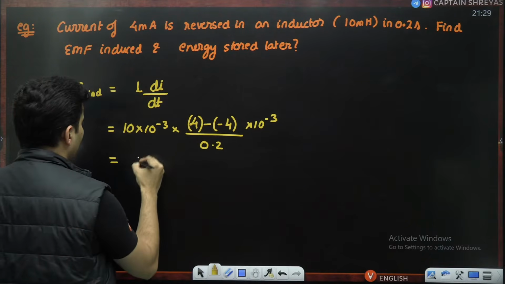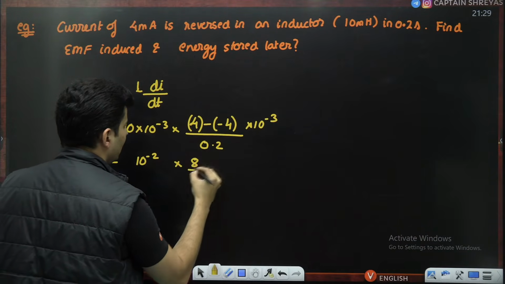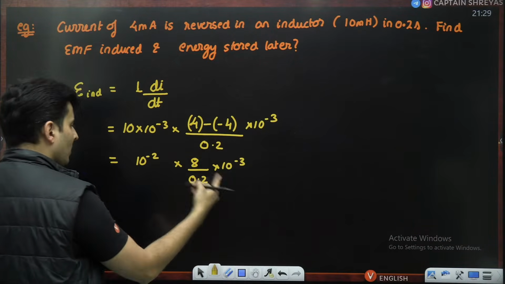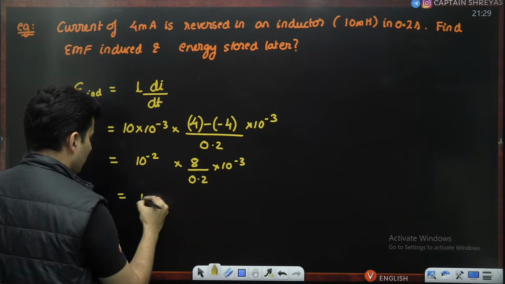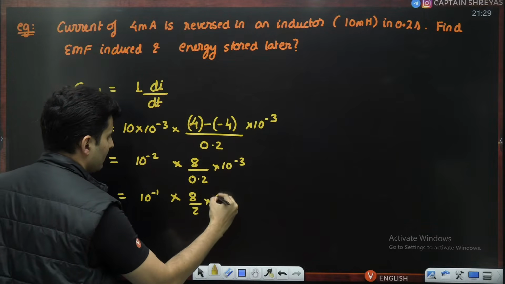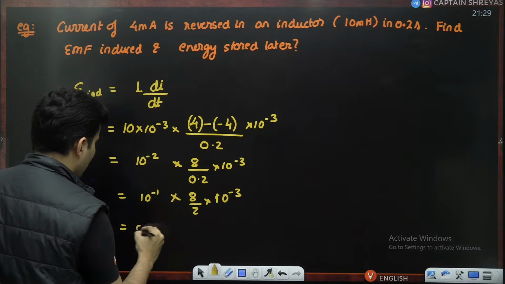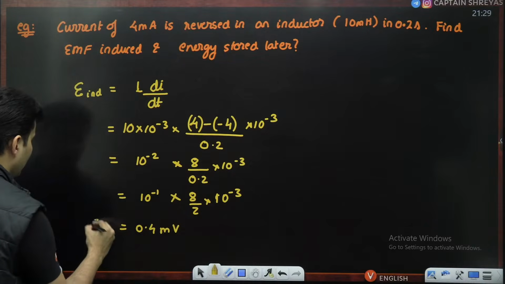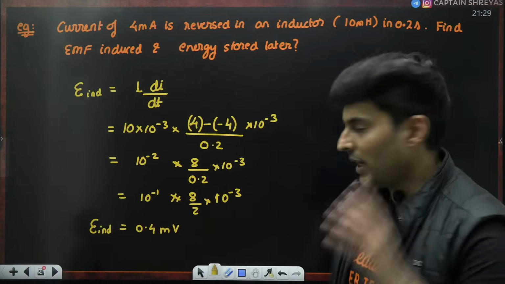So 10 into 10 to the power minus 3 is 10 to the power minus 2. 4 plus 4 is basically 8, divided by 0.2, multiplied by 10 to the power minus 3. 0.2 is 2 by 10, so 10 to the power minus 1, 8 divided by 2, and this is 10 to the power minus 3. 8 by 2 is 4, so this is 0.4, and 10 to the power minus 3 is milli. So millivolt. The induced EMF is 0.4 millivolt. That is the answer. Okay, that part is done.